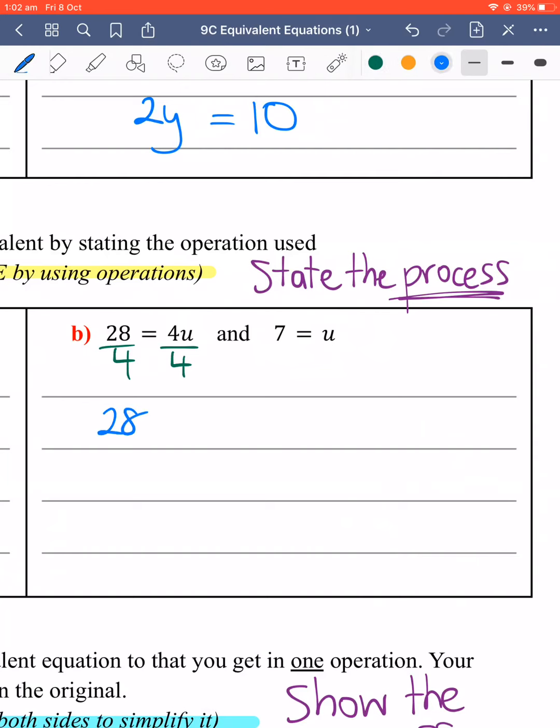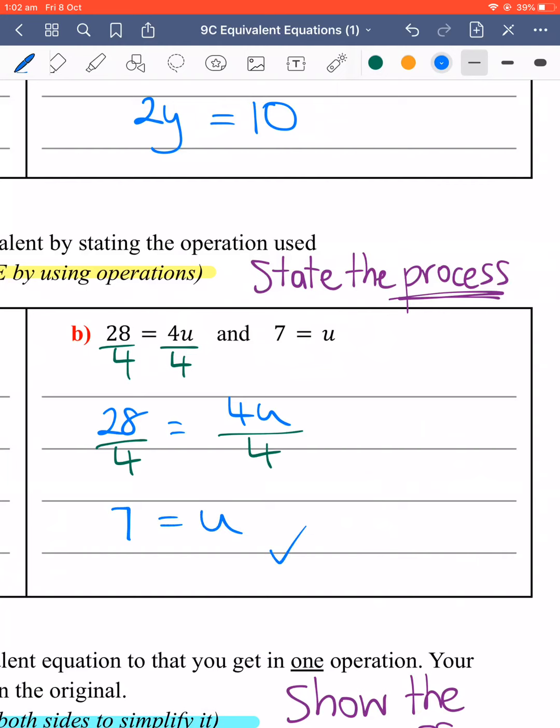So I've got 28 and that will be divided by 4, which gives me 4u divided by 4. So 28 divided by 4, I'm just going to grab my calculator because it's a little bit late at the moment. 28 divided by 4 does give me 7. So 7 equals, so 4u divided by 4 gives me u.